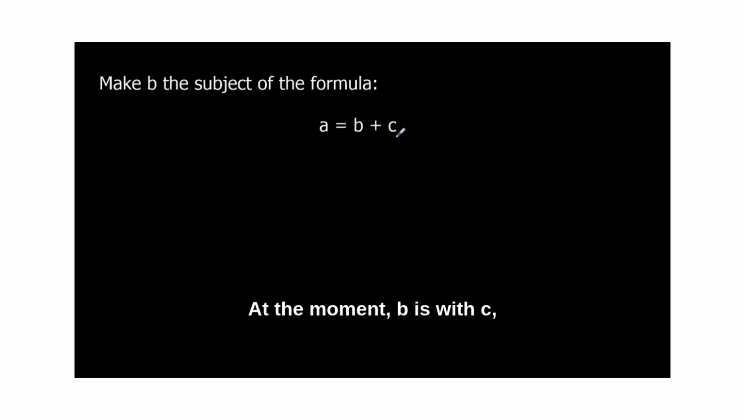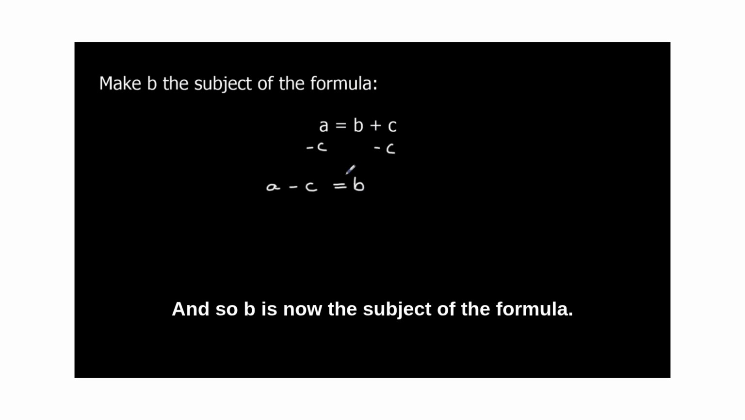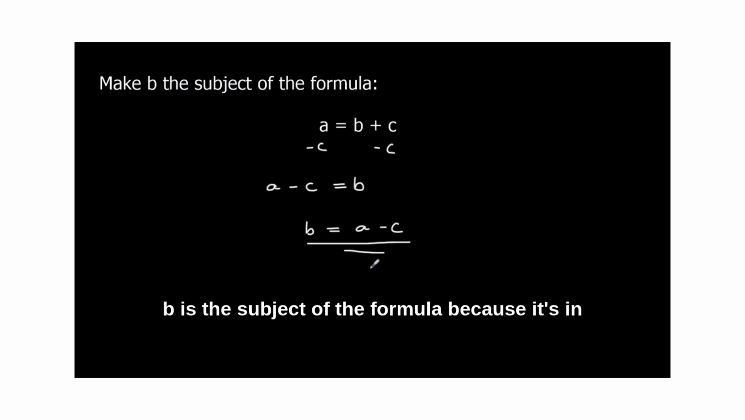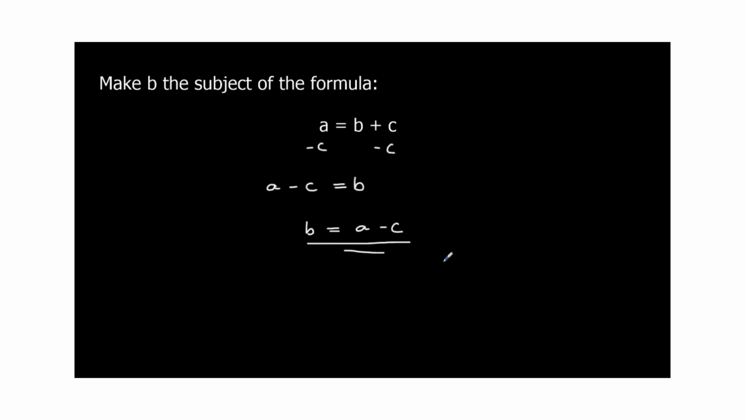At the moment, B is with C and it's plus. So it's B plus C. To get rid of a plus, we do the opposite, which is take away. So we take away C from both sides, and that gives us A minus C equals B. And so B is now the subject of the formula. We can write it the other way around. B equals A minus C. B is the subject of the formula because it's in the form B equals.